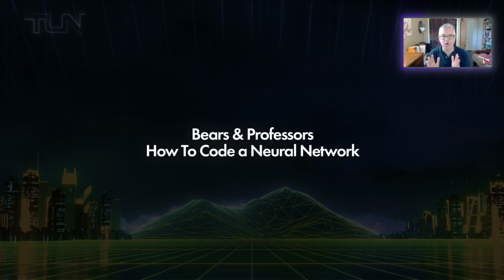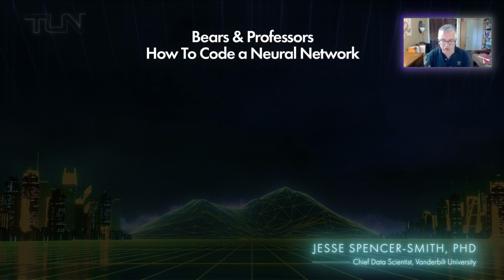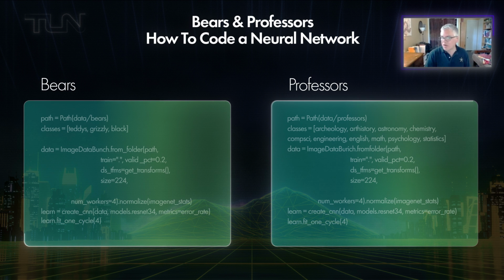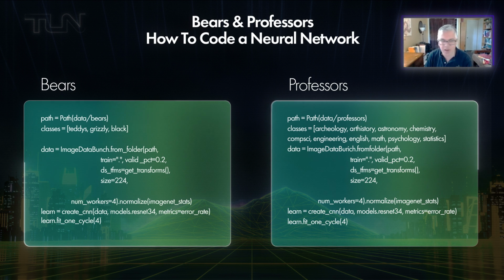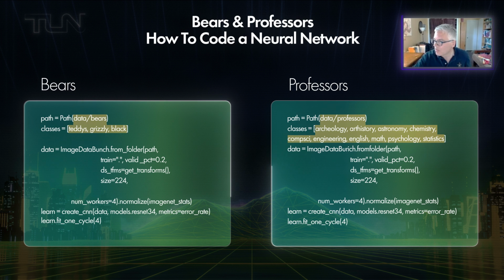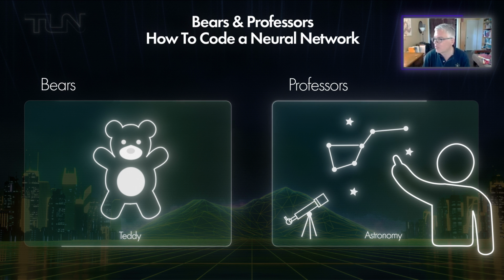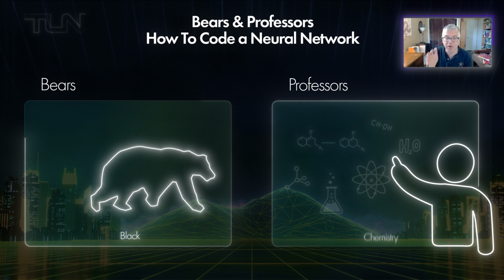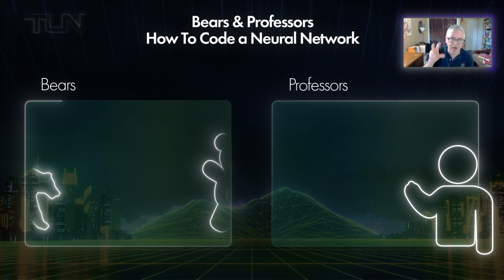So I'm going to show you actual code that trains up two different neural nets. I call it bears and professors. Here I wanted to train a network that could differentiate between different types of bears, grizzly, brown, and teddy bears. So I wanted a network where I could just show it an image and it would tell me it's grizzly, brown, or teddy.